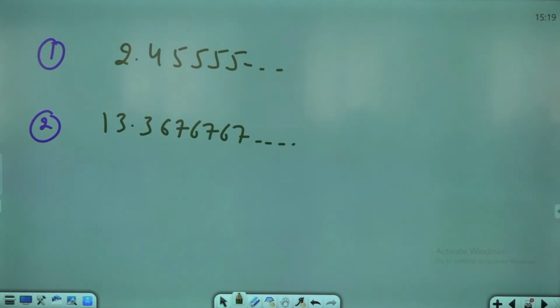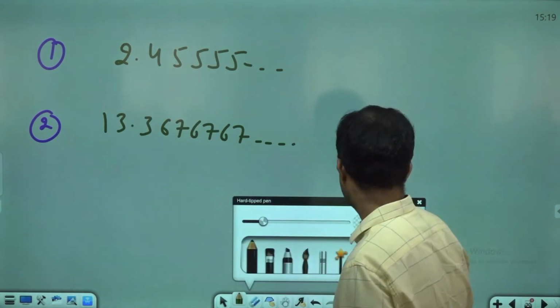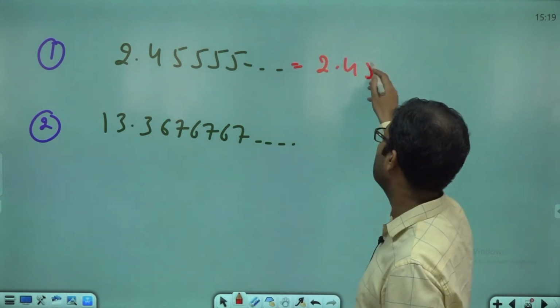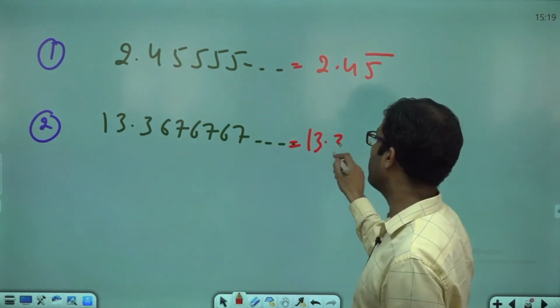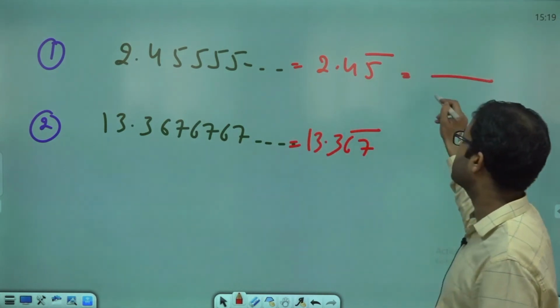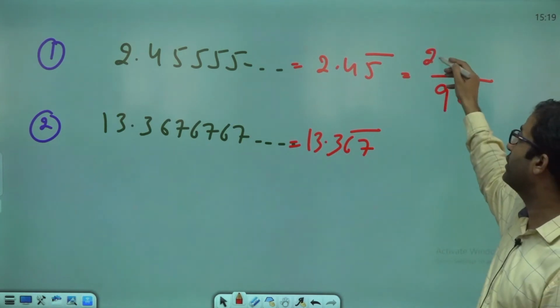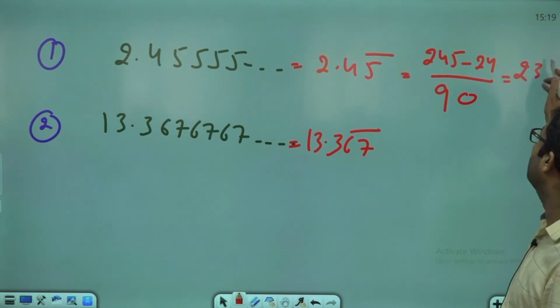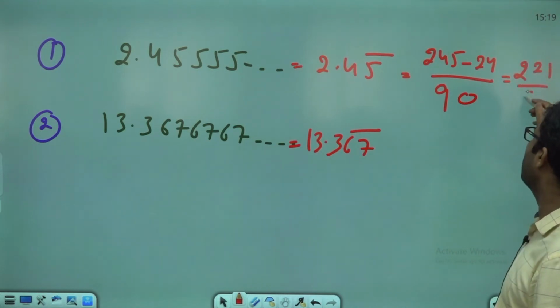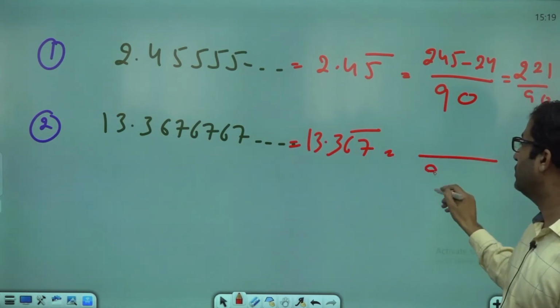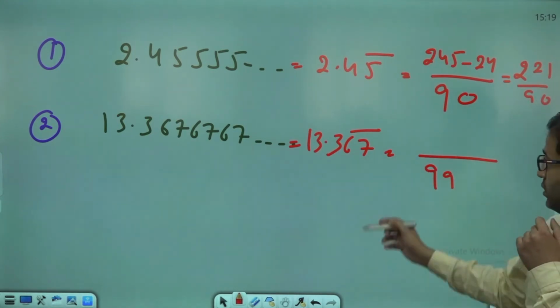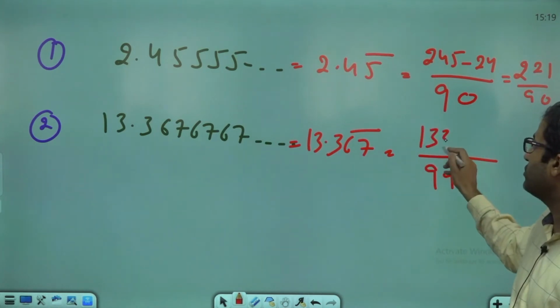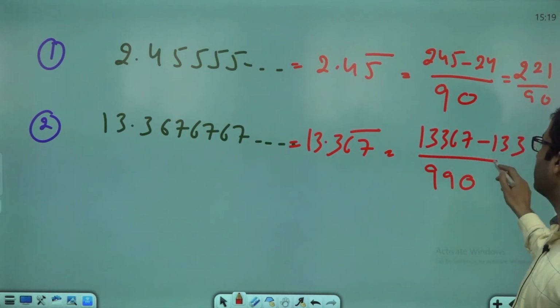Online students, done. First question is 2.4 bar on 5. Next one is 13.3 bar on 6, 7. There is one digit, so 1910. Numerator will be 245 minus 24. So it is coming 221 upon 90. Second question, denominator. How many 9? 2, 1, 0. This is 13,367 minus 133.